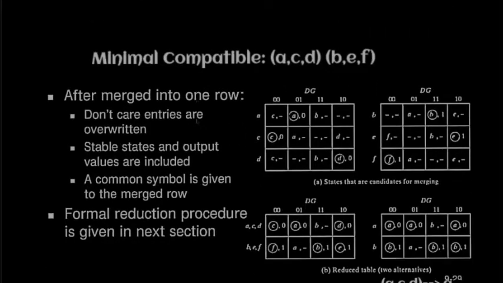The three rows ACD can be merged to a single row, and similarly BEF can be merged to a single row. For the merged row, we can take a common letter symbol and we can override the don't care entries, and stable state and outputs are included.